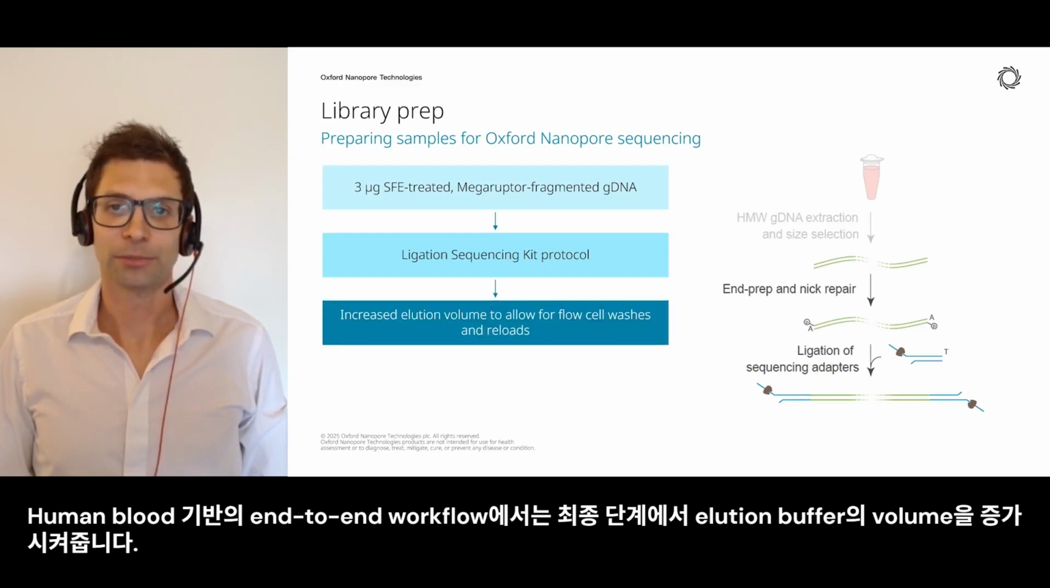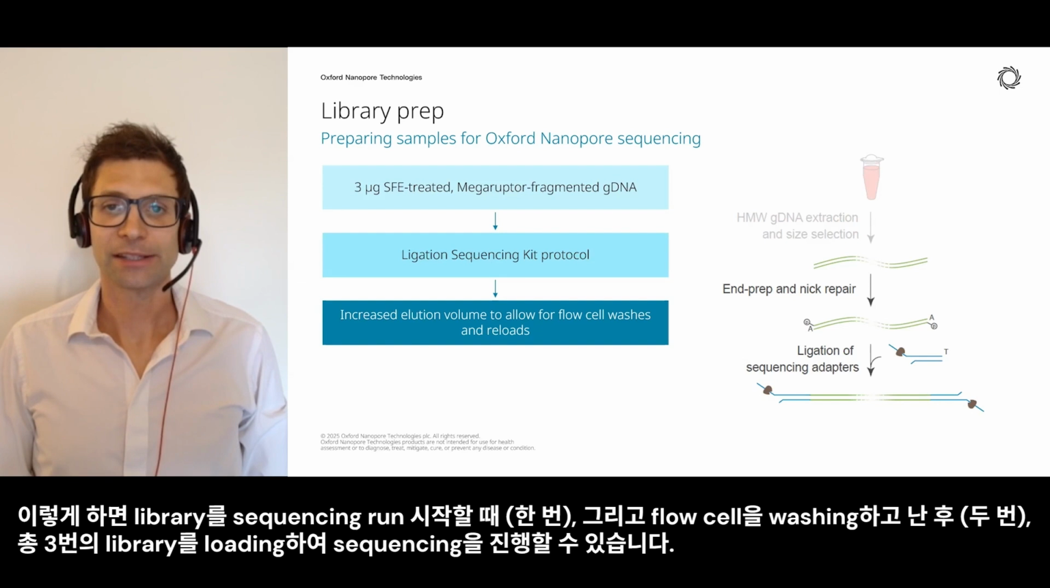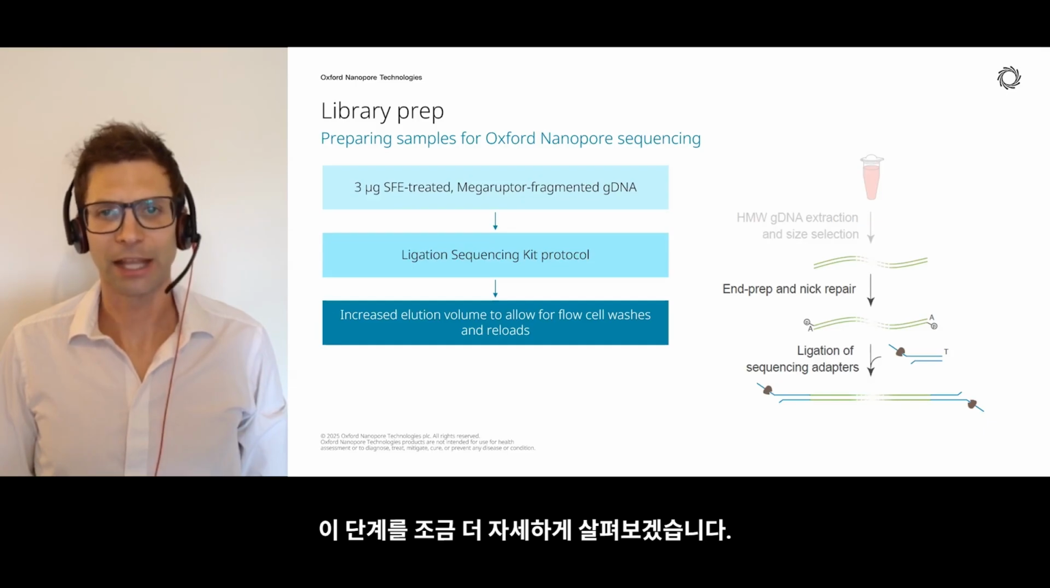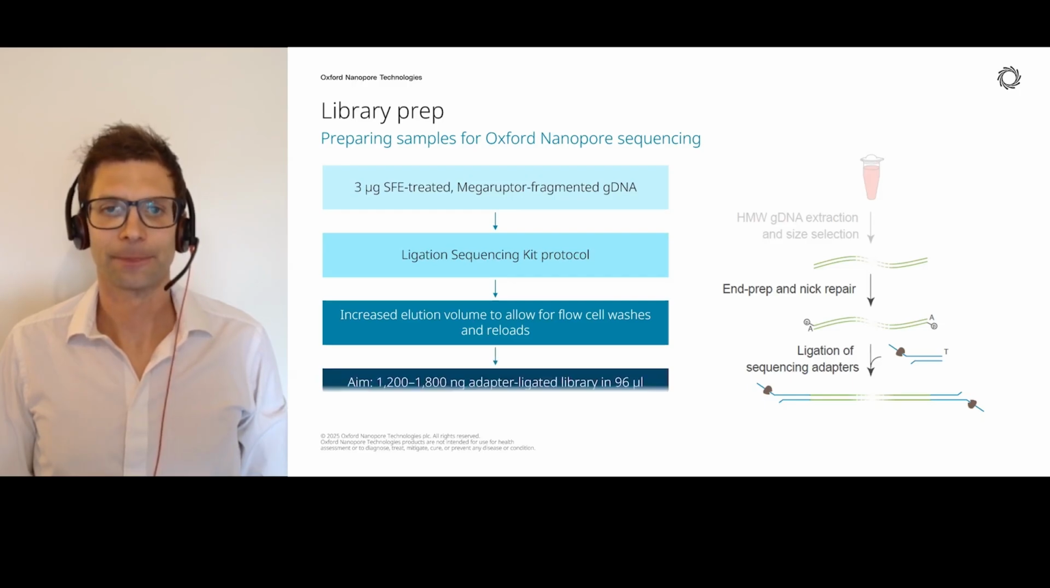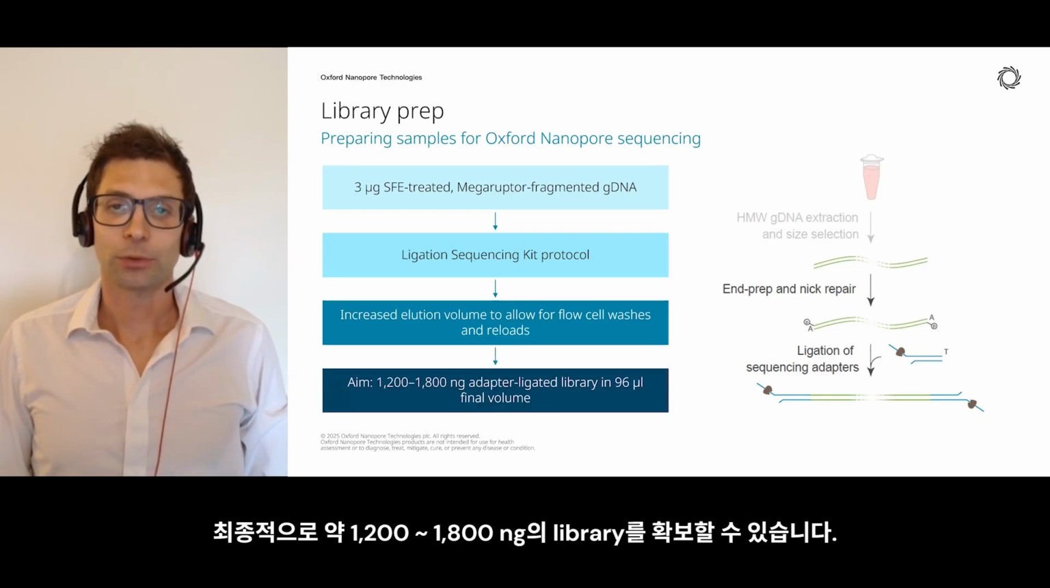For the human blood end-to-end workflow, we increase the volume of elution buffer in this final step. This is so we can load our library 3 times, once at the beginning of the sequencing run, and twice more after washing the flow cell. And we'll go into this step in more detail in a moment. We expect between 1200 to 1800 nanograms of final library.